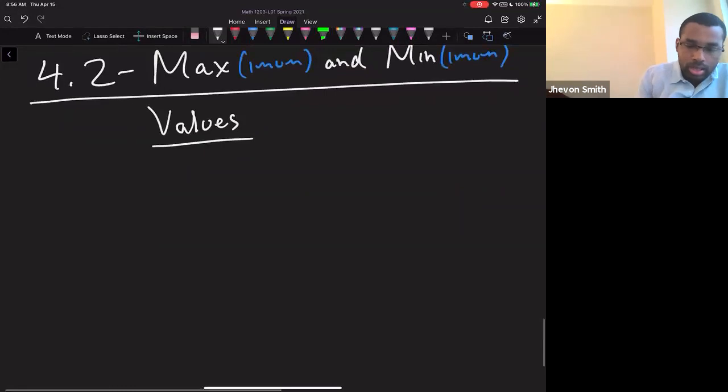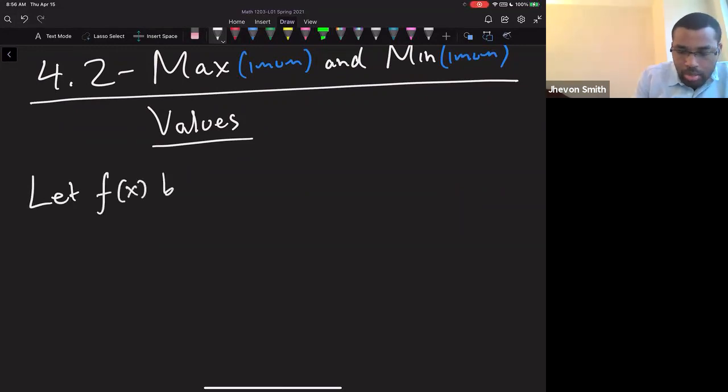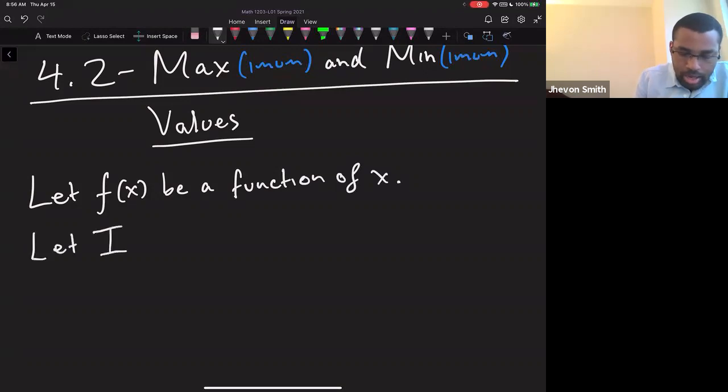So yeah, let's start out by saying that f of x be a function of x. Let I be an interval on the real line.